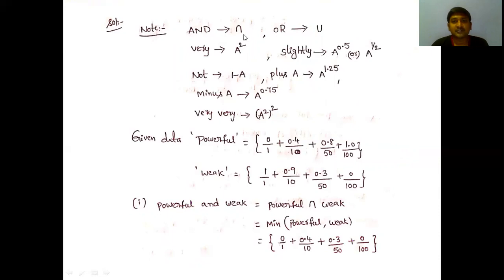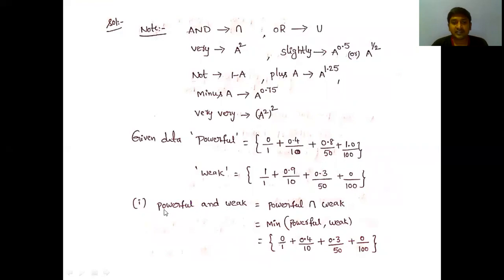So AND operation is simply replaced by intersection, and union was already discussed in the last class. So that is a logical OR operation. So OR represents union, very represents a square, slightly represents a power 0.5 or a power 1 by 2, not means 1 minus a, plus a means a power 1.25, minus a means a power 0.75, very very means a square whole square. So you can keep this in mind, and we can simply solve this problem. First you can write the given data, powerful and weak membership function values.